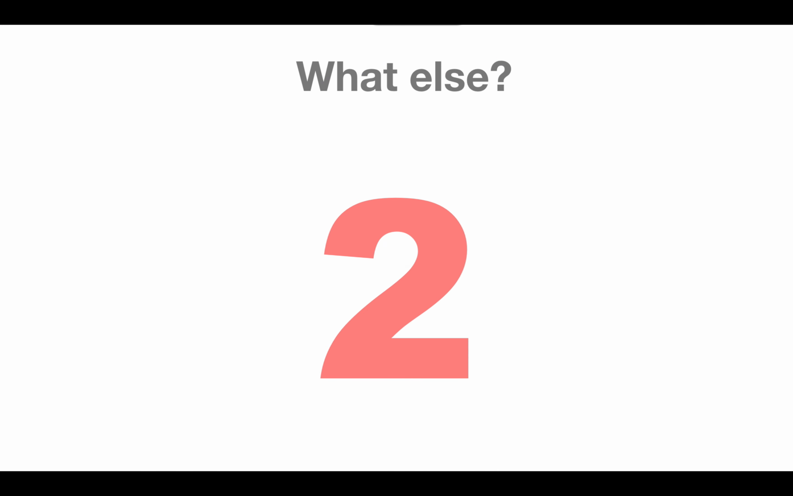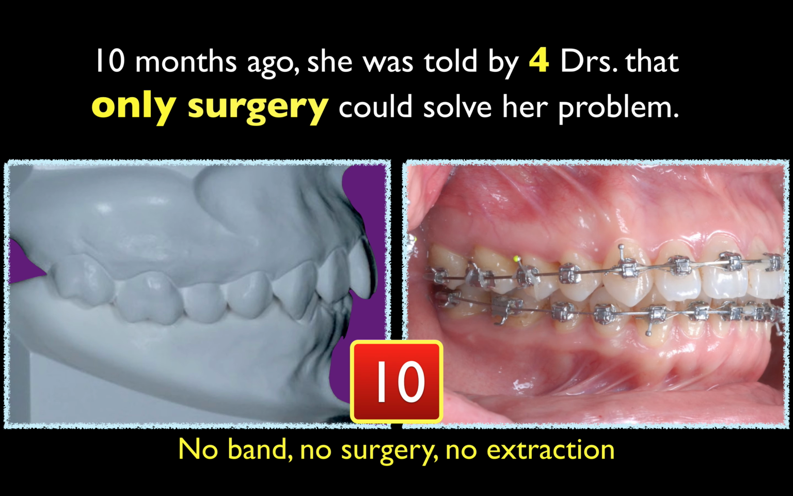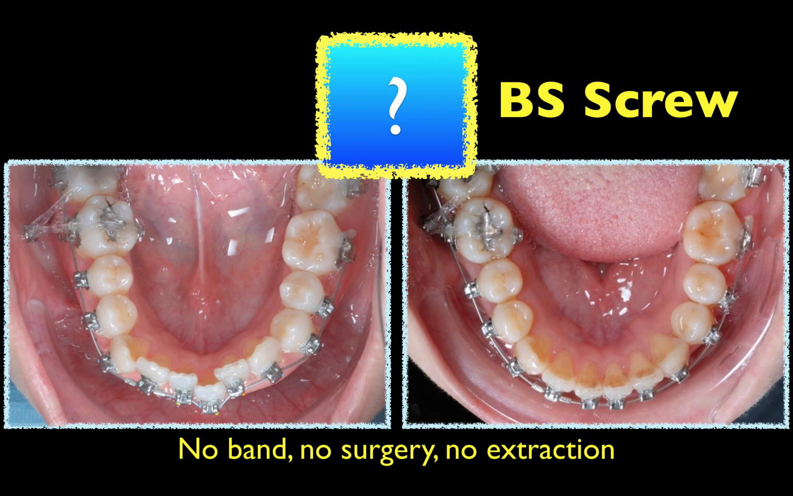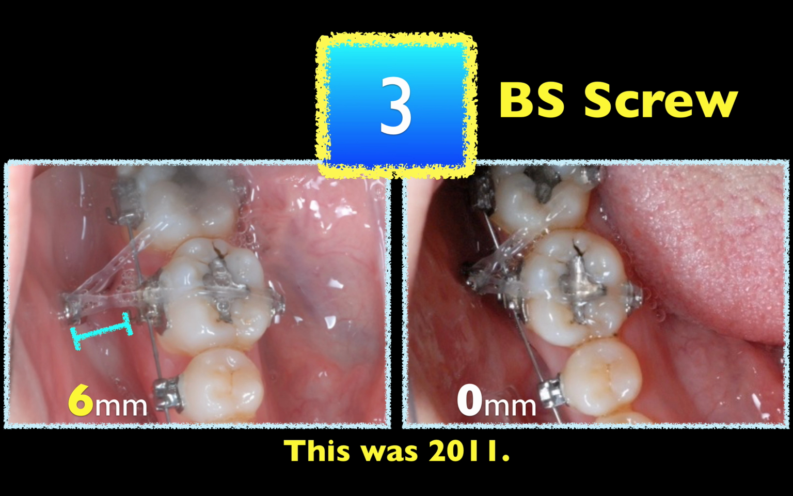What else? The second application will be to solve the severe posterior buccal crossbite. How would you solve a case like this? Wow, difficult. And it only took me 3 months. And we put a buccal shear screw and look at the distance between the buccal shear screw and the molar tube. It's 6 millimeters when we started. 3 months later, it touched the molar. And we only used the power chain, elastic chain. And I only changed it twice. That's it. 6 millimeters upright.